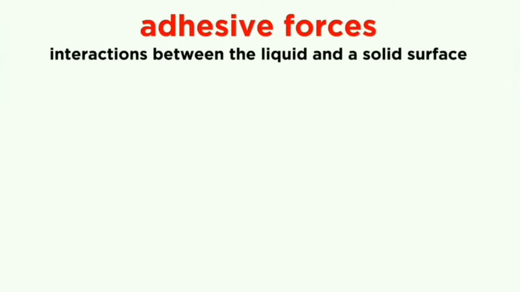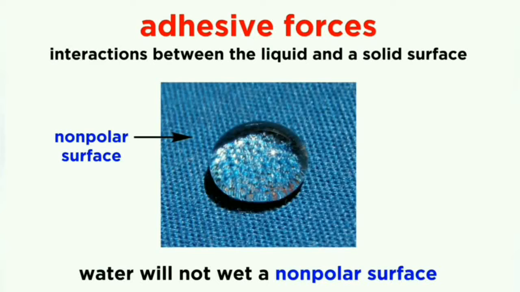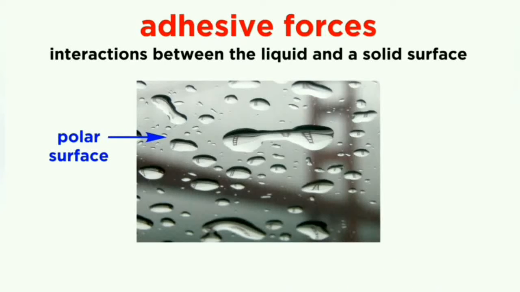The interactions between the molecules of a liquid and some solid surface are called adhesive forces. These describe the ability of a liquid to adhere to that surface. Take water for example. If we place a drop of water on a piece of plastic or some other non-polar surface, then it won't interact with water. The water will not wet the surface and it will maintain its spherical shape. This is because the cohesive forces, the hydrogen bonds occurring between the polar molecules inside the droplet, are stronger than the adhesive forces between the water and the non-polar surface.